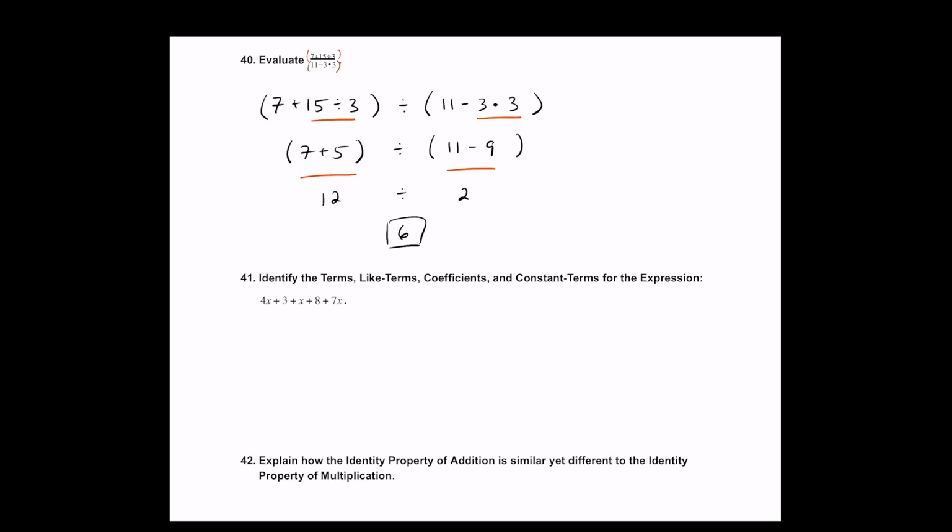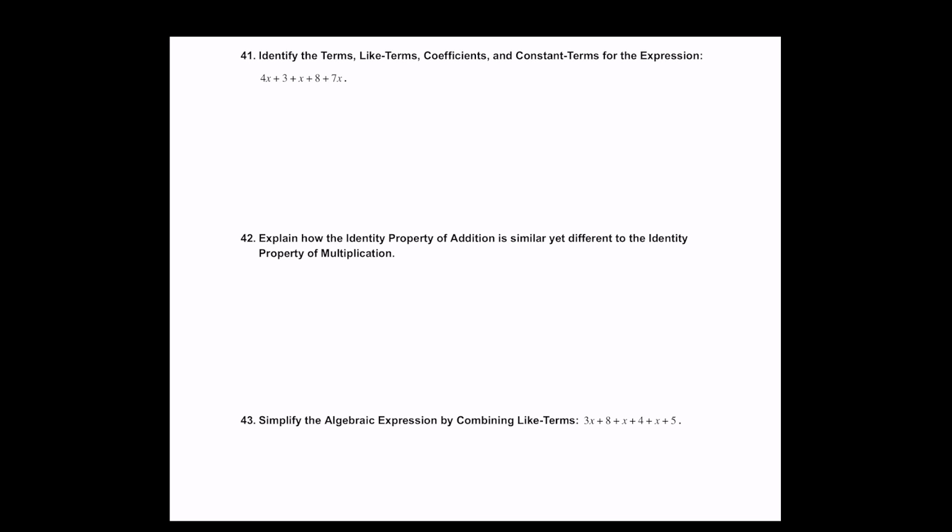Okay. Moving on to 41, we're going to go ahead and identify some vocabulary with some algebraic expressions. So terms, like terms, coefficients, constant terms, these are all vocab words that you're going to definitely want to know. So terms, by definition, are separated by plus signs. Generally, that's how we think about them. So 4x is a term, 3 is a term, x or 1x is a term. A lot of people forget about the coefficient of 1, but I'm just going to write it to be super clear. But these would be the 5 terms in this algebraic expression.